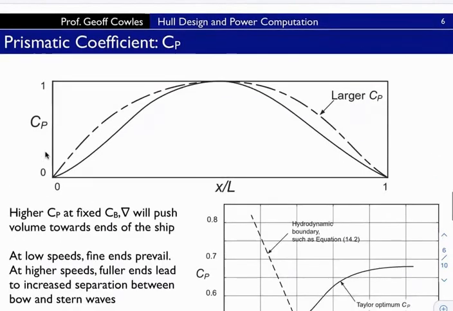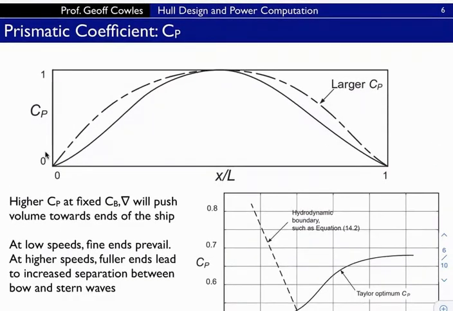The prismatic coefficient, we've looked at this semester. A higher prismatic coefficient basically means that you're taking volume away from the sectional area. You're dropping down your sectional area coefficient and moving that volume out towards the ends of the ship. So this would be a top view of a ship, and this would be a distribution, for example, of the waterline. By pushing more area to the bow and stern, you end up with a larger prismatic coefficient.